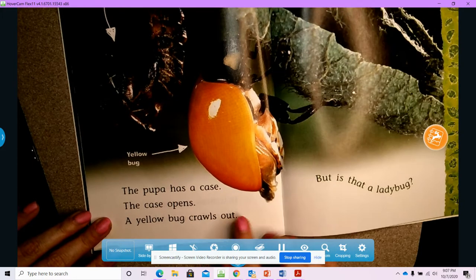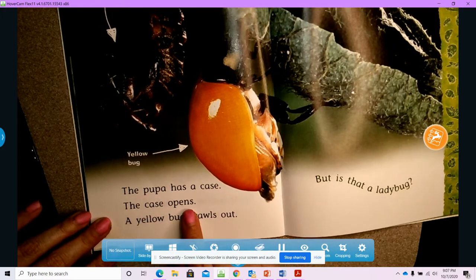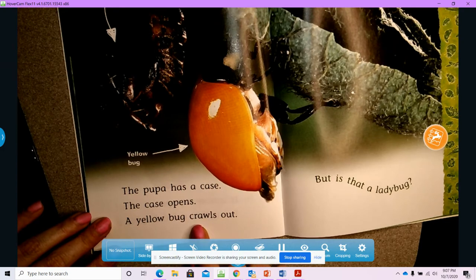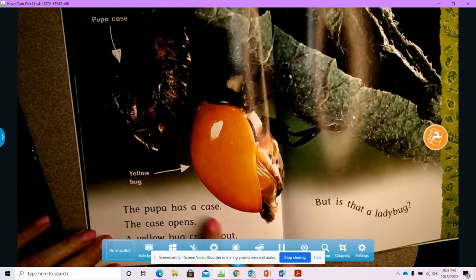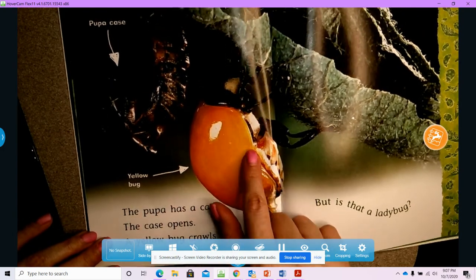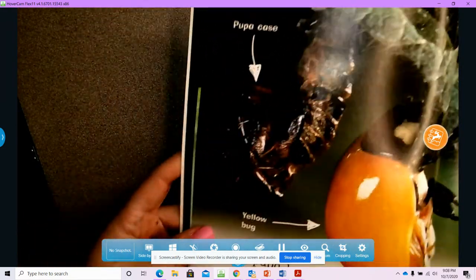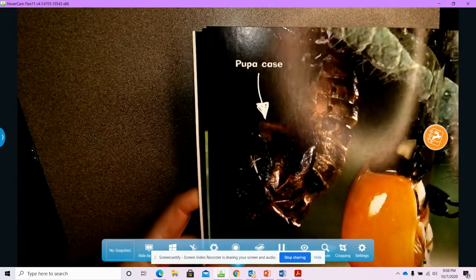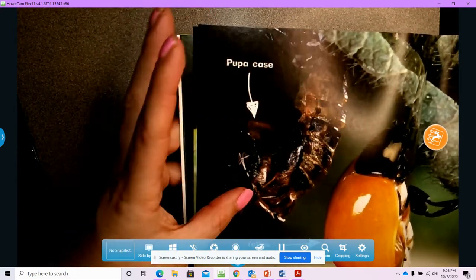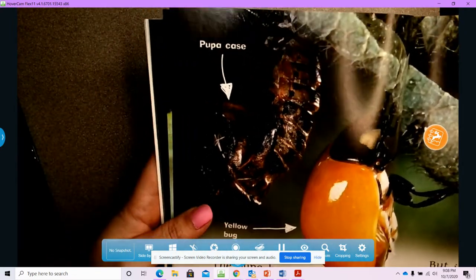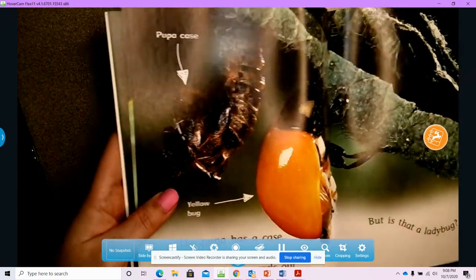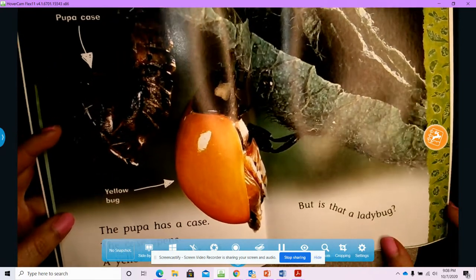The pupa has a case. The case opens. A yellow bug crawls out. Yellow bug. Pupa case. I know you can't see the pupa very well, but this is the pupa case. And once it comes out of the pupa, it's a yellow bug. But is that a ladybug?